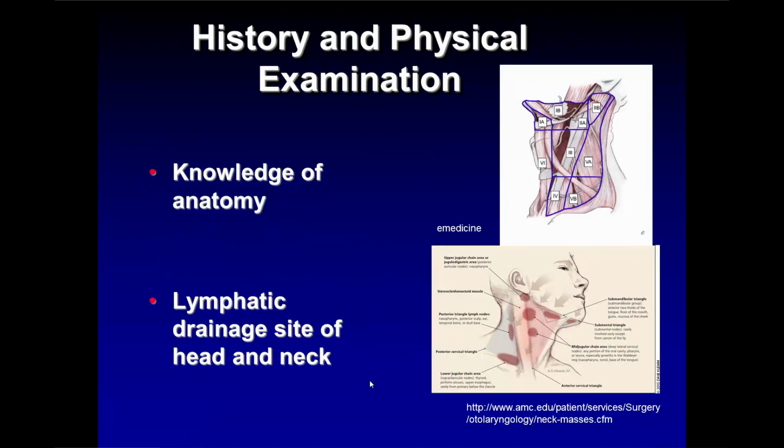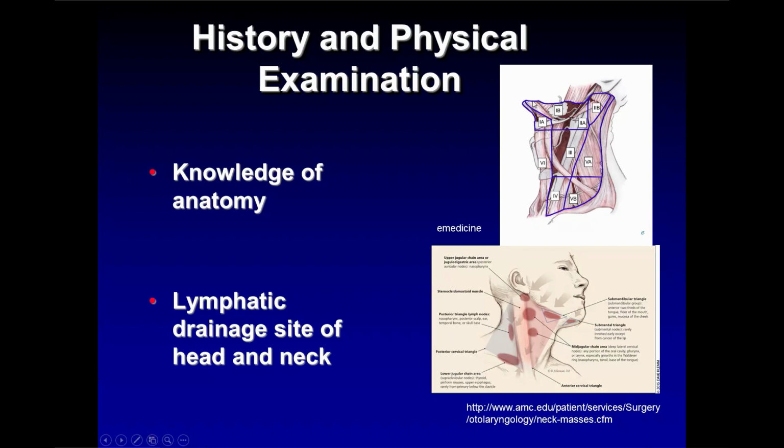So what's really key, I think, in navigating through the differential diagnosis is a knowledge of the anatomy, as well as the lymphatic drainage site of the head and neck. And so this figure here depicts how we communicate as head and neck surgeons in terms of the neck anatomy. This is really key to figure out where the lymphatic drainage site will be in each respective area. So we'll go over this.